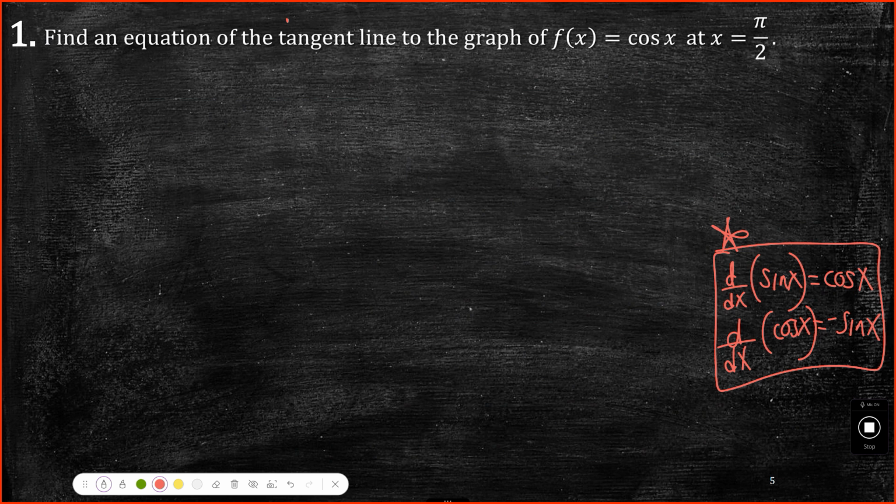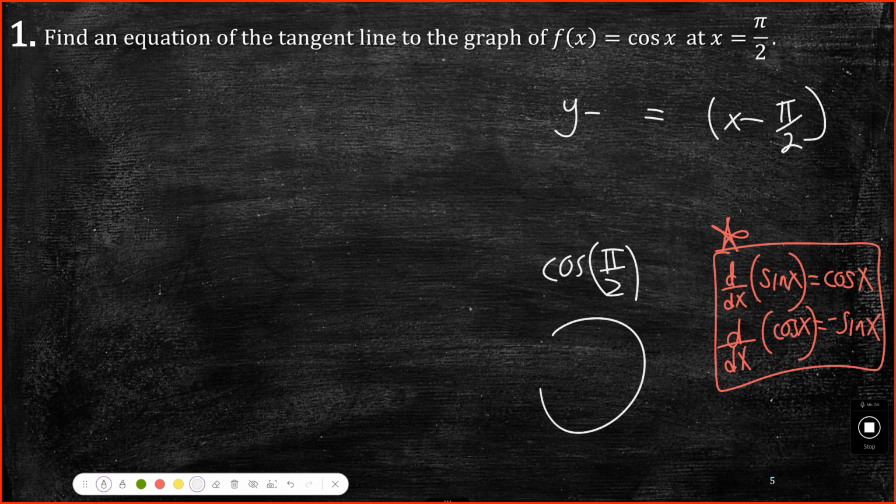Alright, find an equation of the tangent line to the graph of f of x equals cosine x at x equals pi by 2. This is repetitive. We keep going with finding tangent lines. Okay, it's this point slope formula. So the input is pi by 2. The output, what is plugging x equals pi by 2 into cosine? What's cosine pi by 2, to find the output.